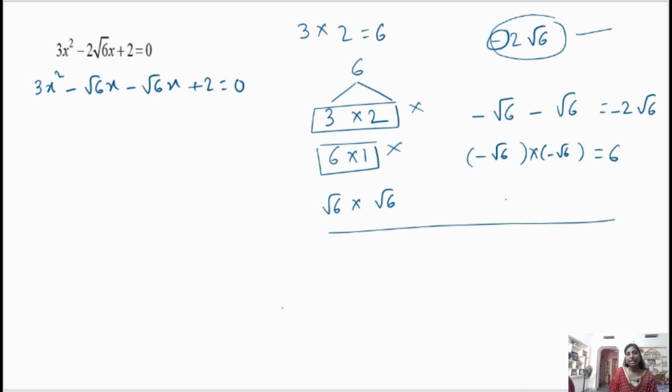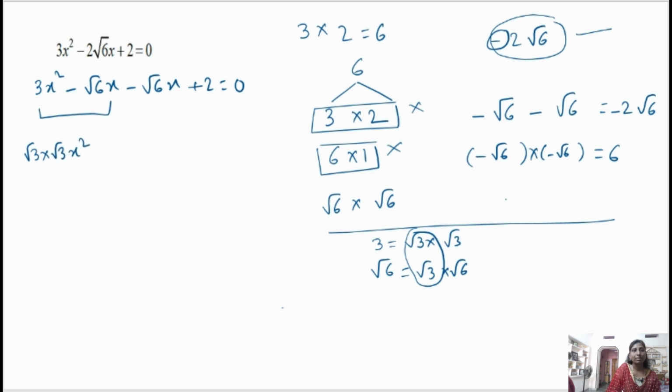Now see here. If I ask what is common in both these two terms, you will say that only x is common. But no, one more thing is common. What is that? See, 3 can be written as root 3 into root 3, and root 6 can be written as root 3 into root 2. It means root 3 is common. Yes or no? So we have to write in this way. Here 3 can be written as root 3 into root 3 x square.